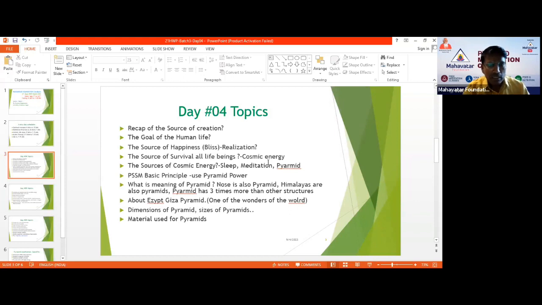All beings survive because of the cosmic energy. If the cosmic energy disappears, that particular being or physical body, whether animal or human being, will vanish. It will be disintegrated. It takes death and merges with the Panchabhutas. That's the point you need to make a note of.